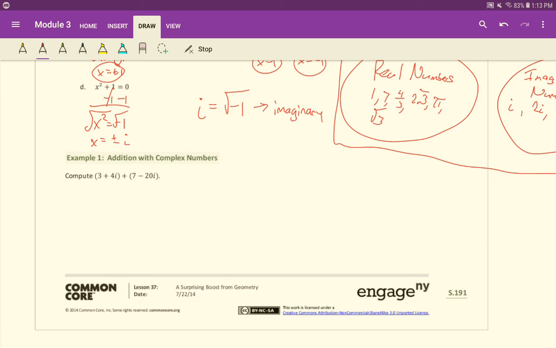So take a look at this problem and think about, without me to guide you, what would you do? What parts would you add together here? Would you add all these numbers together? Would you add only certain numbers together? What would you do?